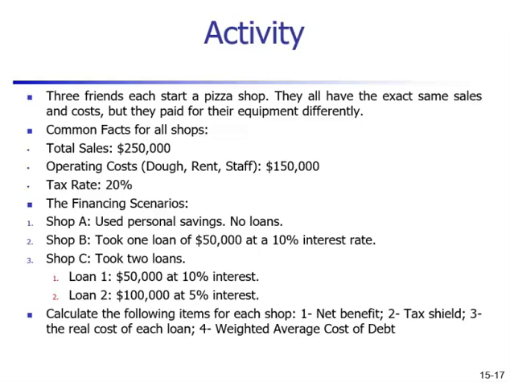Now it's time for a thorough activity. Example: three friends each start a pizza shop. They all have the exact same sales and costs, but they paid for their equipment differently.